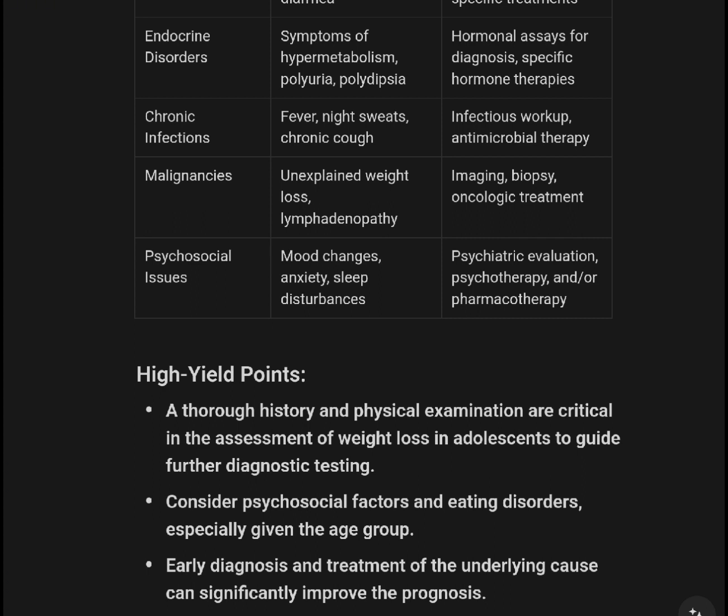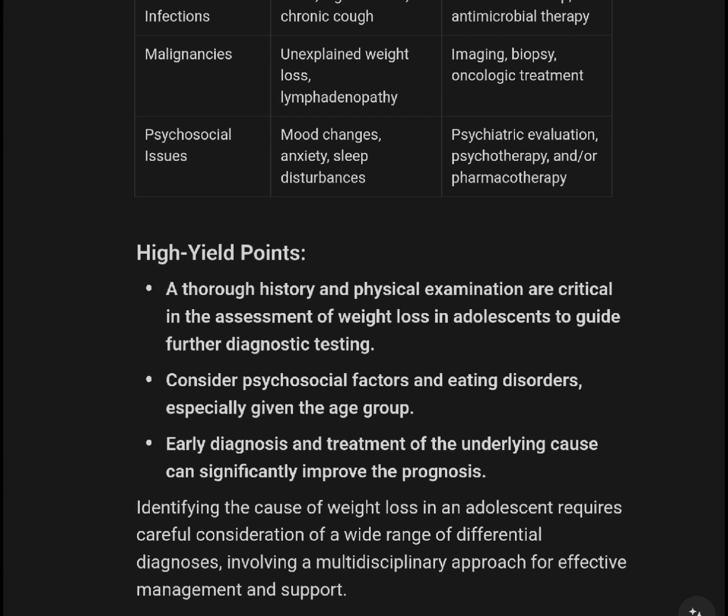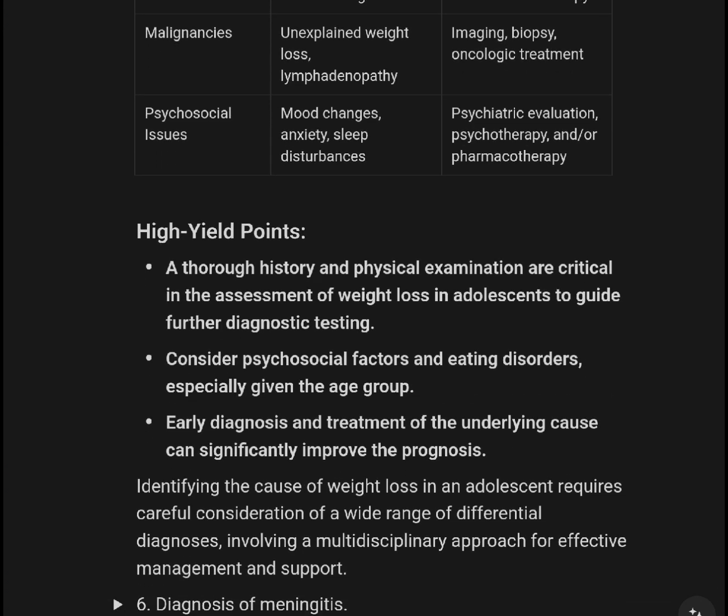Key points: a thorough history and physical examination are critical in the assessment of weight loss in adolescents to guide further diagnostic testing. Consider psychosocial factors and eating disorders, especially given the age group. Early diagnosis and treatment of the underlying cause can significantly improve the prognosis. Identifying the cause of weight loss in adolescents requires careful consideration of a wide range of differential diagnoses, involving a multidisciplinary approach toward effective management and support.